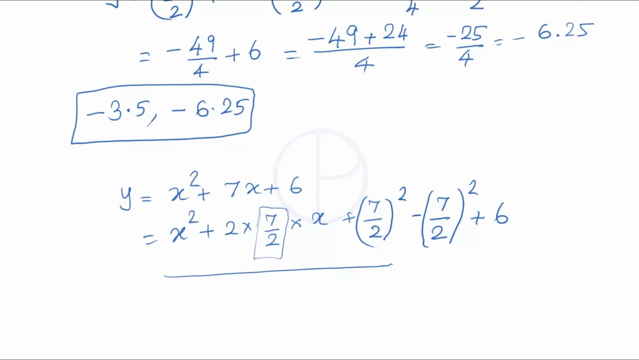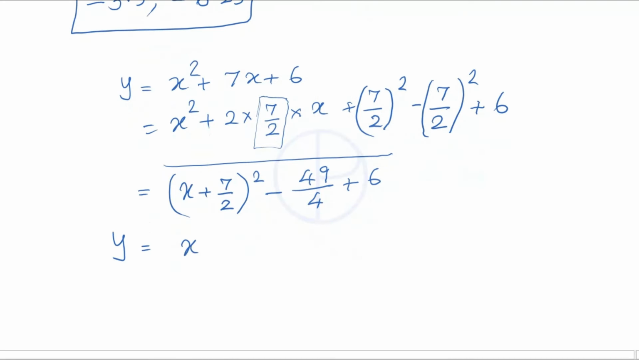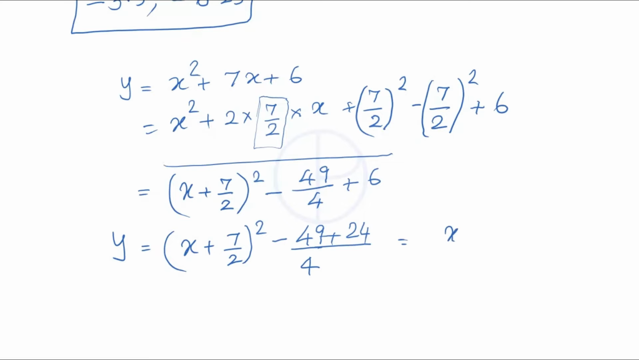Now combine these three terms, which is nothing but (x + 7/2)² minus 7 squared is 49 and 2 squared is 4, minus 49/4 plus 6. y = (x + 7/2)² - 49/4 + 6, take the LCM, which is nothing but (x + 7/2)² - 25/4.